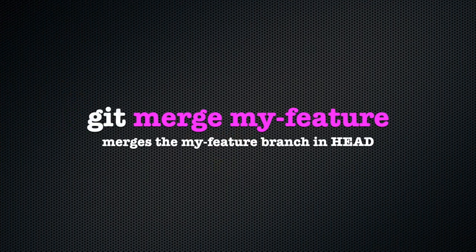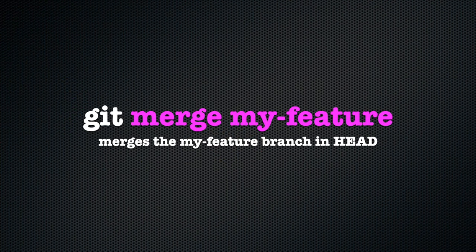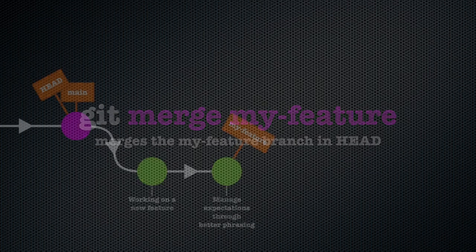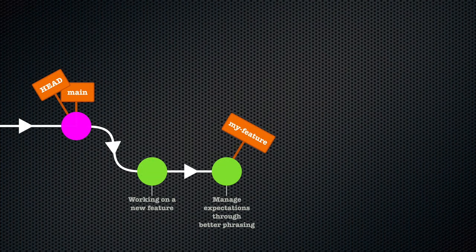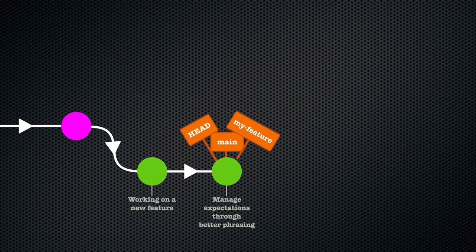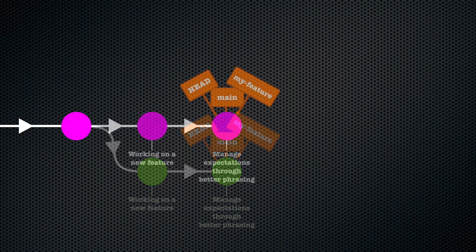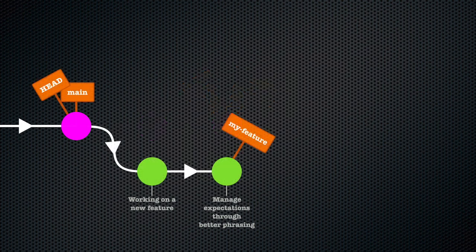So now, if we switch to the main branch and ask Git to merge the my-feature branch, all Git really has to do is move the head and main labels to the tip of the my-feature branch. It doesn't even have to create a merge commit. All it needs to do is move a bunch of labels, because these branches never went in different directions. One went ahead and got two new commits, while the other just sat there, and it can now just catch up.